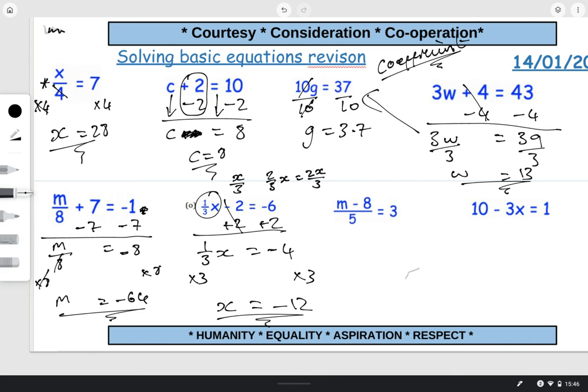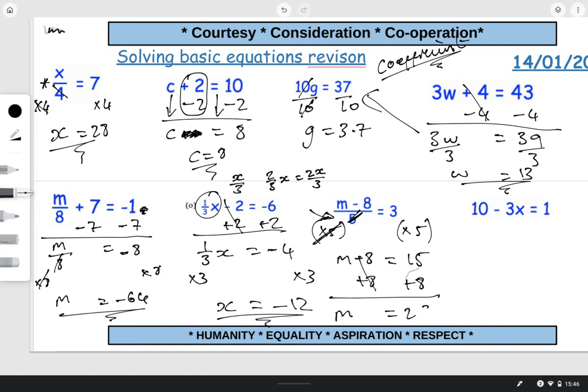Okay, next one, deal with the 5 first. So times by 5 on both sides. You can't deal with the 8 first, guys. Okay, so on the left hand side, I'm left with m take away 8, because this multiplying by 5 cancels out with this one. Okay, 3 times 5, 15 on this side. Finish off the question by adding 8 on both sides. m equals 23.